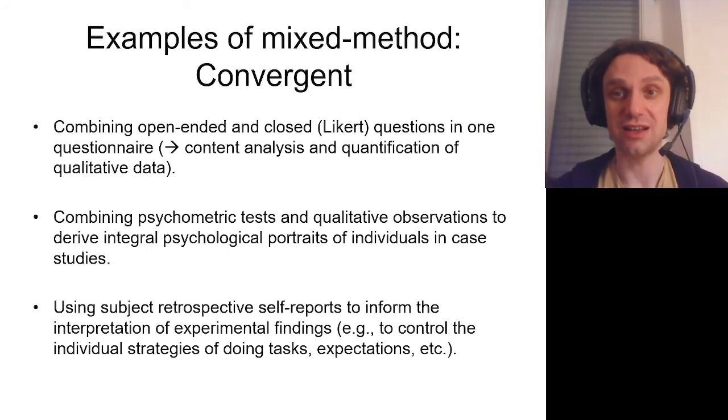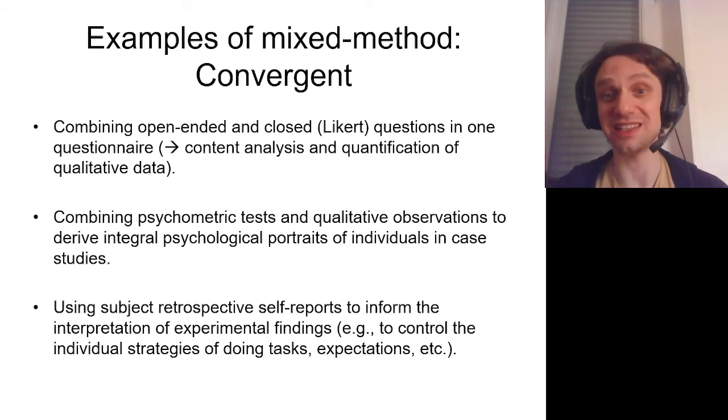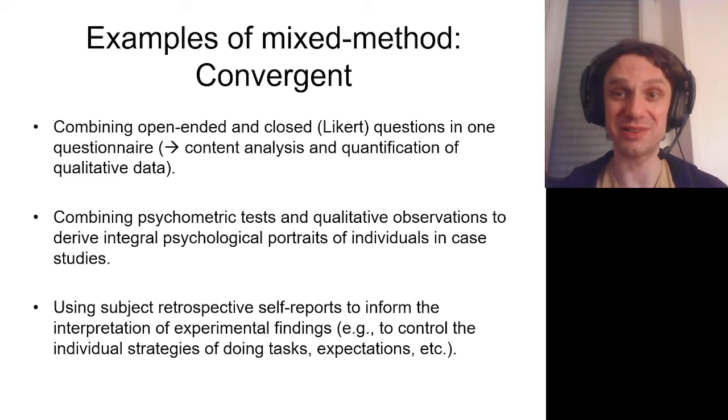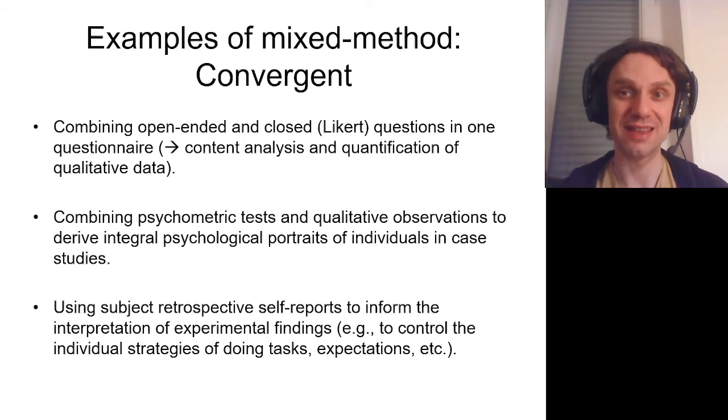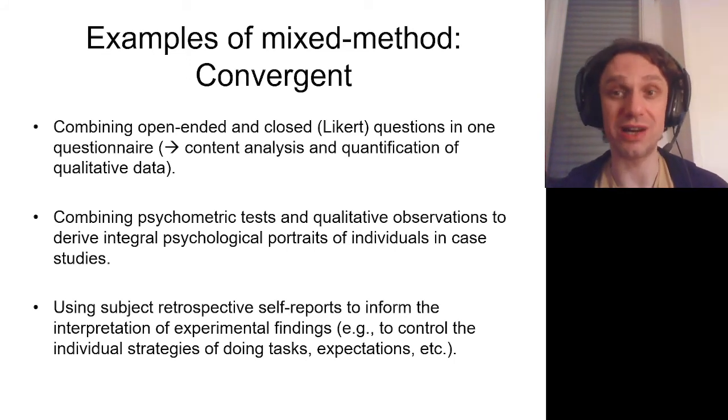Convergent designs, when we merge the data from two series. This is often the case in psychology, for example, when we combine closed questions and open-ended questions in a questionnaire, and then we can analyze them together. Or in a qualitative study, we can incorporate some psychometric tests to get more information about our participants. Or in an experiment, we can also collect some qualitative data to better understand why people acted in a certain way or other.